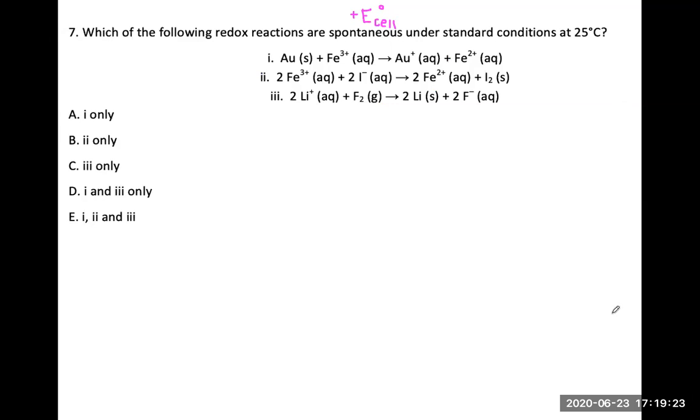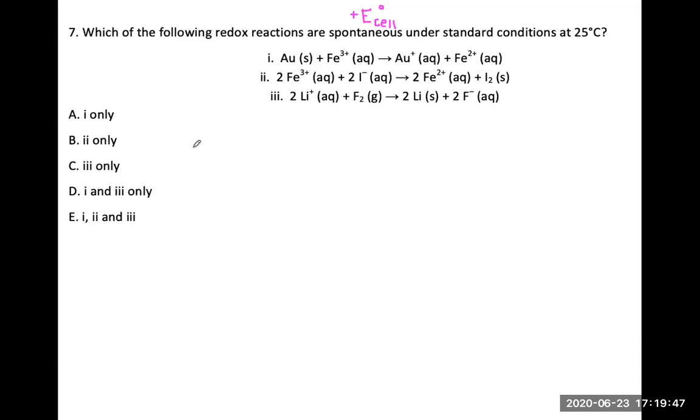Okay, now we have some redox reactions, and they want us to figure out which are going to be positive under standard conditions. And so we know, which are going to be spontaneous, which means they'll have a positive cell potential under standard conditions. And so we're just going to have to figure out what E cell is for each of these.